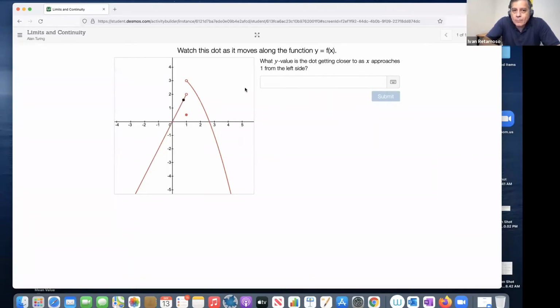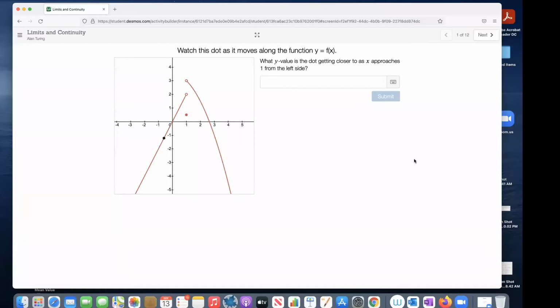First challenge is watch this dot as it moves along the function y equal f of x. What y value is the dot getting closer to as x approaches 1 from the left? Look, from the left. If you figure this out, please write it on the chat, or you can say it too, right? Anybody can say, is that 2?